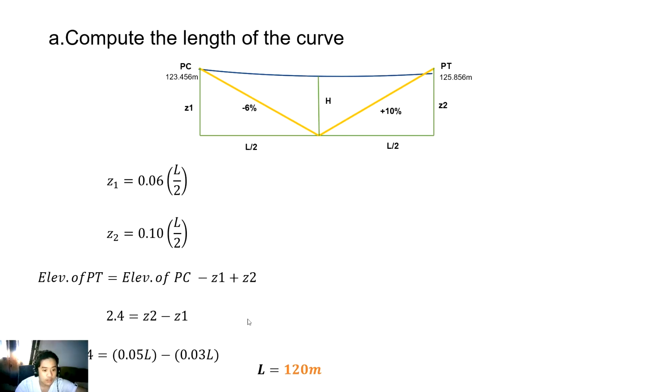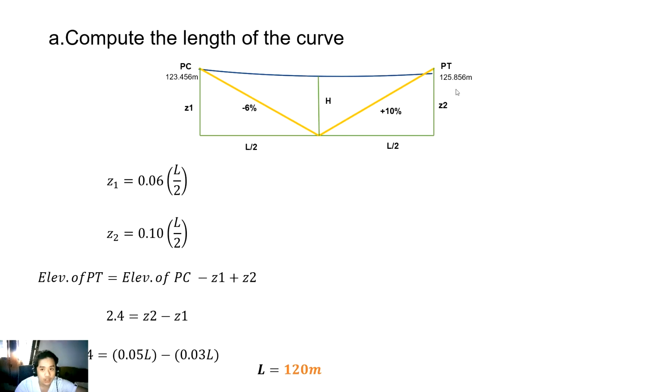So, ang ginawa naman dito, pinag-minus naman yung PT and yung PC. And as we all know, elevation of PT, which is ito, so 125.856, and yung elevation of PC naman is 123.456. So, having that, ililipat lang natin ito dito. So, magiging elevation of PT minus elevation of PC.